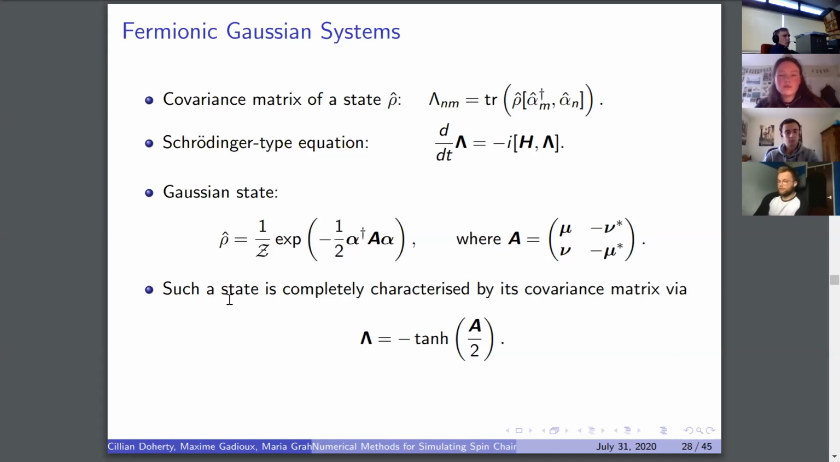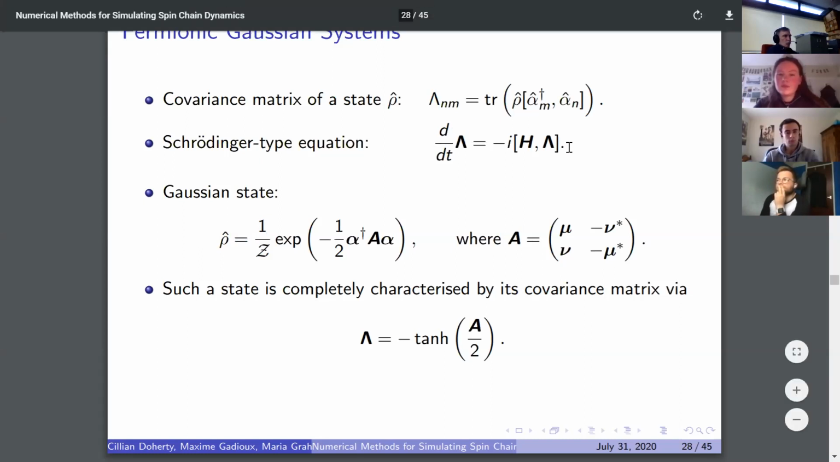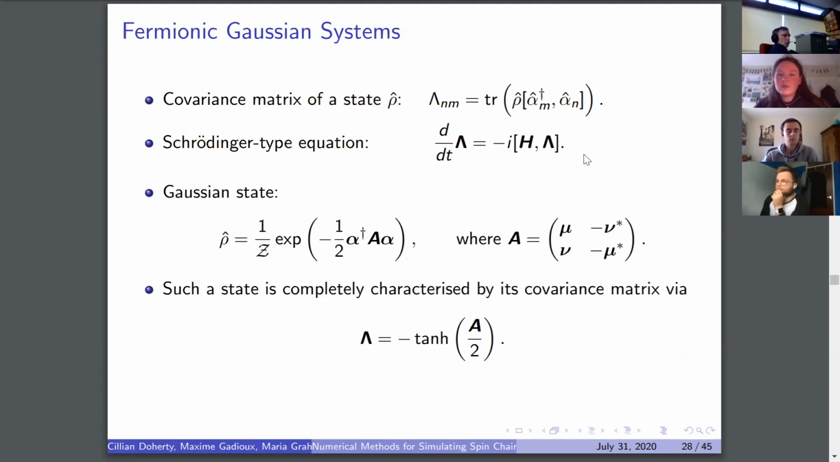And then the great thing about this is that these types of states are characterized completely by their covariance matrices via this relation here of lambda is equal to minus the hyperbolic tan of A over 2. So now what we can do is, given an initial Gaussian state, we write it in this form here, find the matrix A, find lambda from A, and then we can evolve lambda by this equation here, which again is much more efficient than just evolving rho straight away. And then we can find out things about rho. And again, I'll talk about that later on.